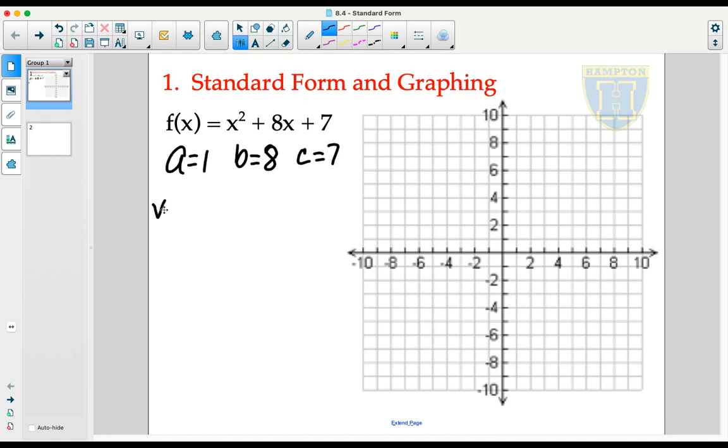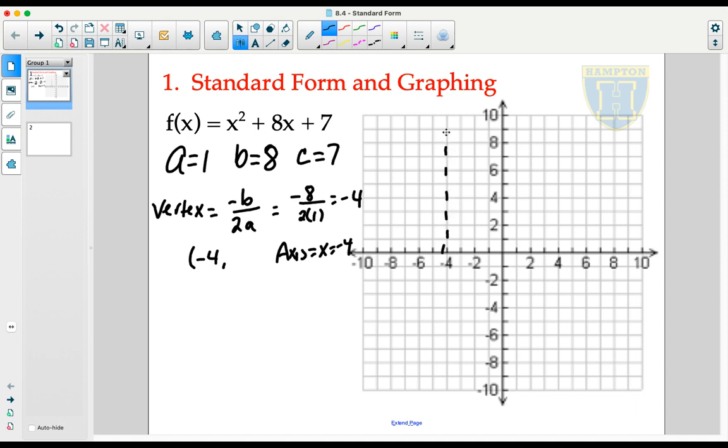Always a good idea to start first with the vertex. So remember, our vertex formula is negative b over 2a, negative 8 over 2 times 1, which is negative 4. So we should expect our vertex to be at the x-coordinate of negative 4. That also tells us that our axis of symmetry is going to be at x is equal to negative 4. So we can draw that imaginary vertical line that we're going to use to help create our mirror image on both sides.